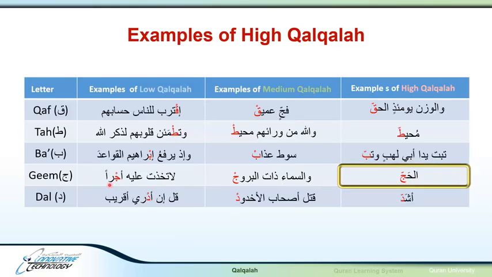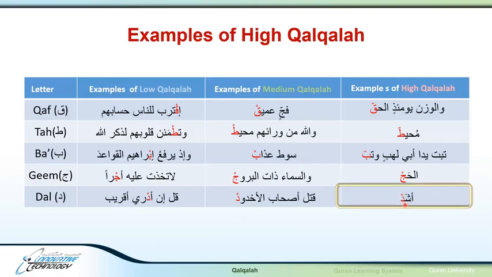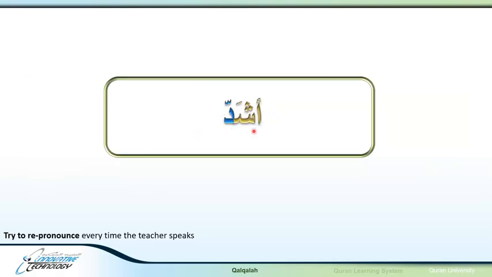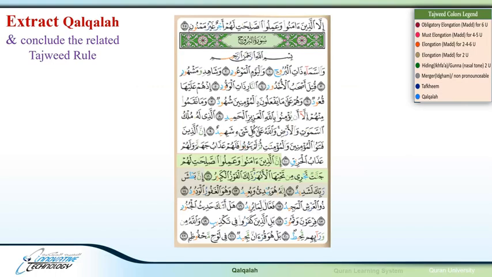الحج. أشد. Dal at the end with shadda. أشد. Now let's put what we have learned into practice and try to extract qalqala from these shaded verses in this page of the Quran.